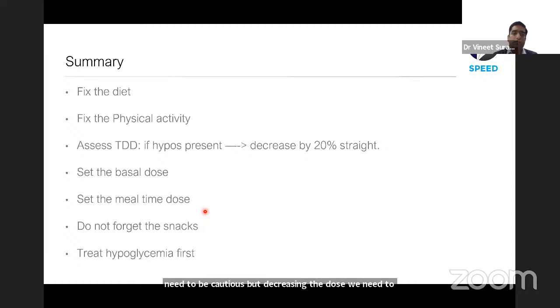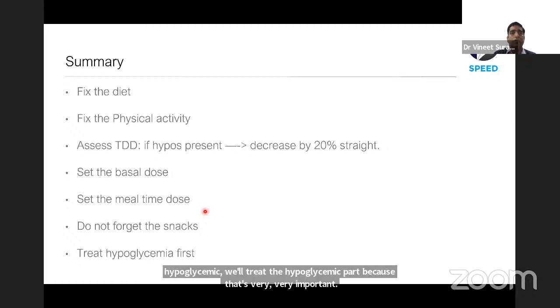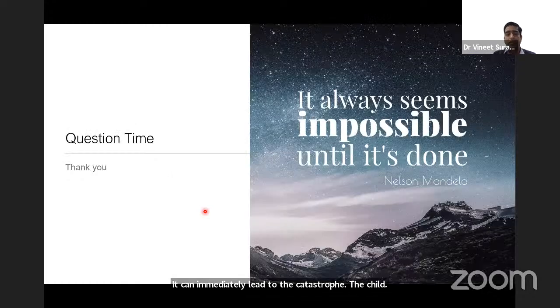Set the basal dose first, then set the mealtime dose. Do not forget the snacks, which sometimes cause lots of hyperglycemia. And if there is hypoglycemia, treat the hypoglycemia, because that's very, very important. It can immediately lead to a catastrophe in the child. So thank you. And I think we can take some questions.